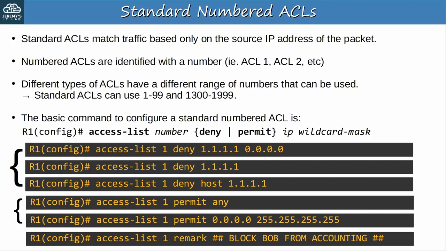This is like an interface description. It doesn't have any effect on the ACL. It's just a description that helps you remember the purpose of the ACL when looking at it in the configuration. Note that the command is access-list 1 remark, followed by the remark. The hashtags, or pound symbols, whatever you call them, aren't a necessary part of the command. I just use them to make it easier to see when looking at the config.